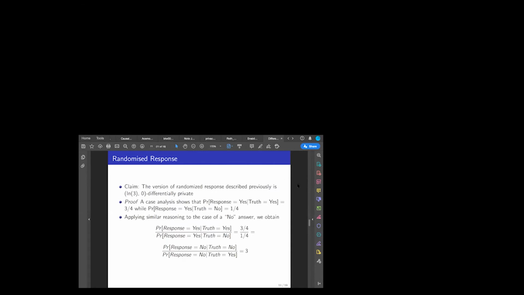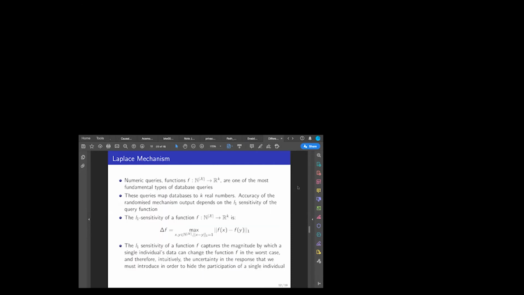So with this, we move on to the next most commonly used mechanism for differential privacy, and that's the Laplace mechanism. Generally, numeric queries are one of the most fundamental types of database queries. It can be anything: sum, mean, median. The database need not necessarily have numeric values; even if it has categorical values, you can map them to numbers and eventually boil down to a numeric database.